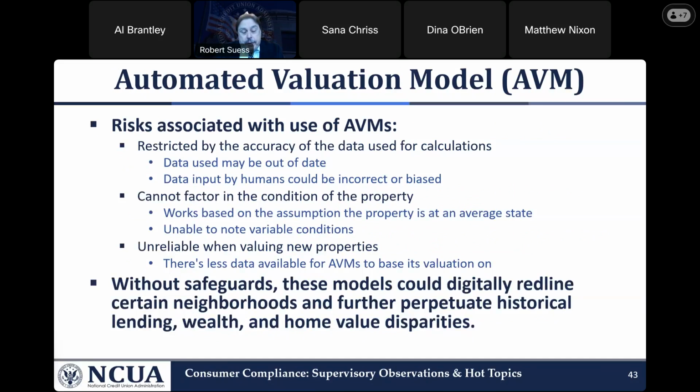However, AVMs can pose fair lending risk to home buyers and homeowners because they are restricted by the accuracy of the data used for the calculations. They cannot factor in the condition of the property, and they are unreliable when valuing new properties. Regulators are especially concerned that without proper safeguards, flawed versions of these models could digitally redline certain neighborhoods and further embed and perpetuate historical lending, wealth, and home value disparities.